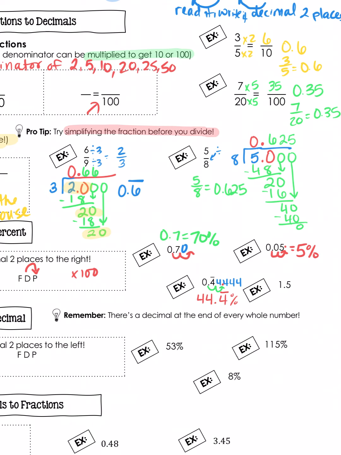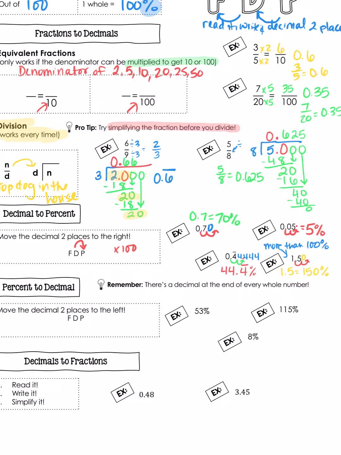The next one, I have 1.5. That is more than 1 whole, so you know that that's going to be more than 100% because 1 whole is 100%. So I take that decimal and I move it 2 places, which means I have to add a 0. And that means 1.5 is equal to 150%.